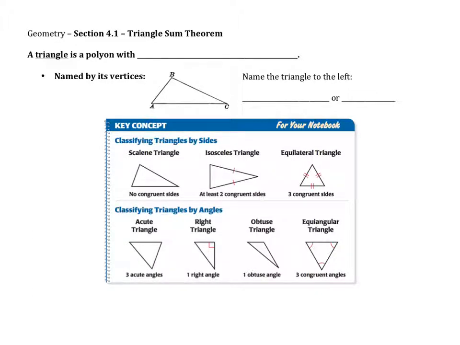Chapter 4 is all about triangles. Section 4.1 is called the triangle sum theorem. But before we can get into this first theorem, let's first identify and define what a triangle truly is.